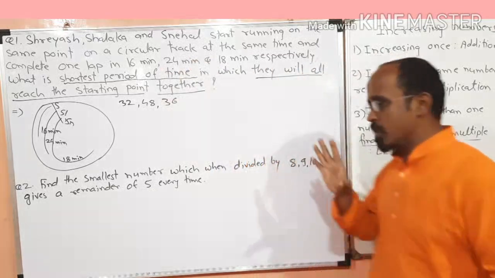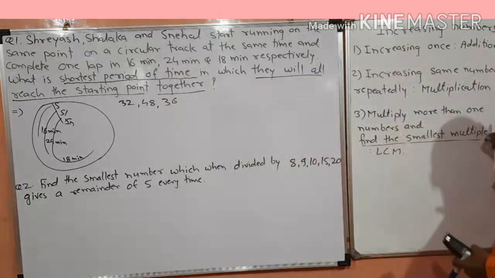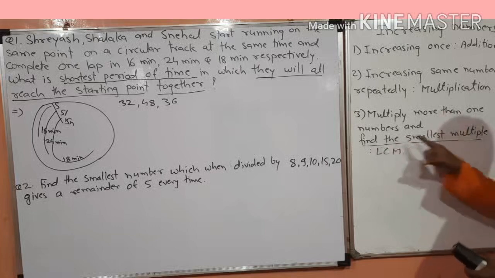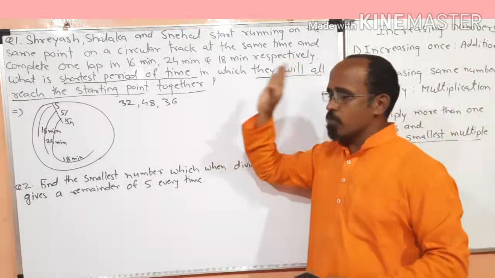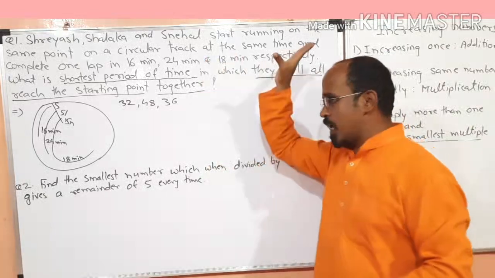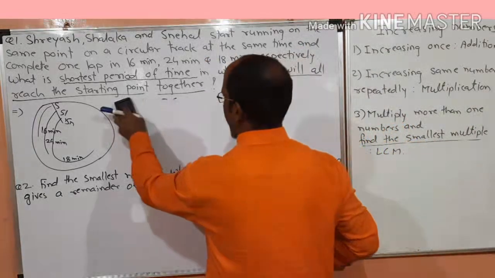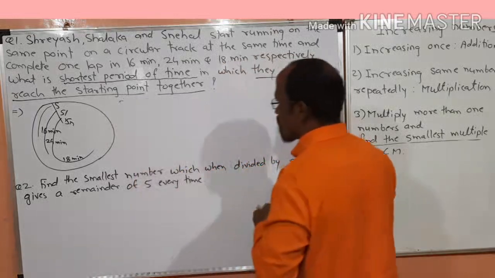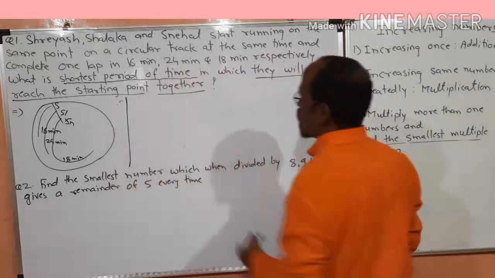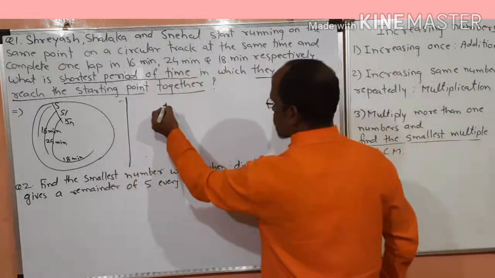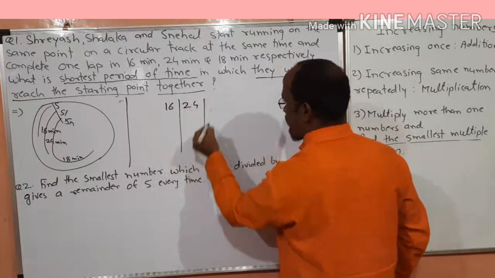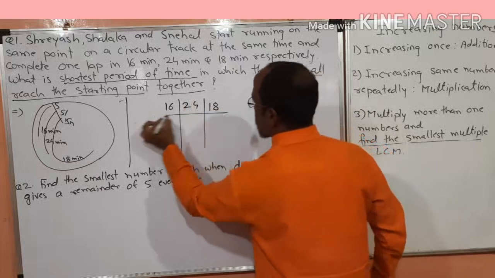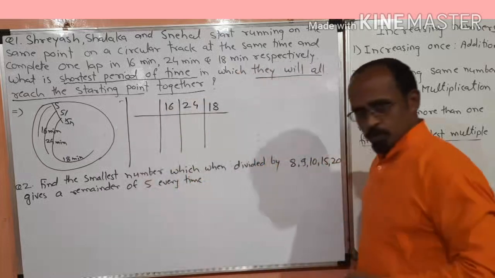Shortest time interval means we have to multiply more than one number as well as find the smallest multiple, means we have to find out the LCM of these three numbers. So let's find the LCM of the given numbers. What are the given numbers? 16, 24, 18. All of the numbers are divisible by 2, right?